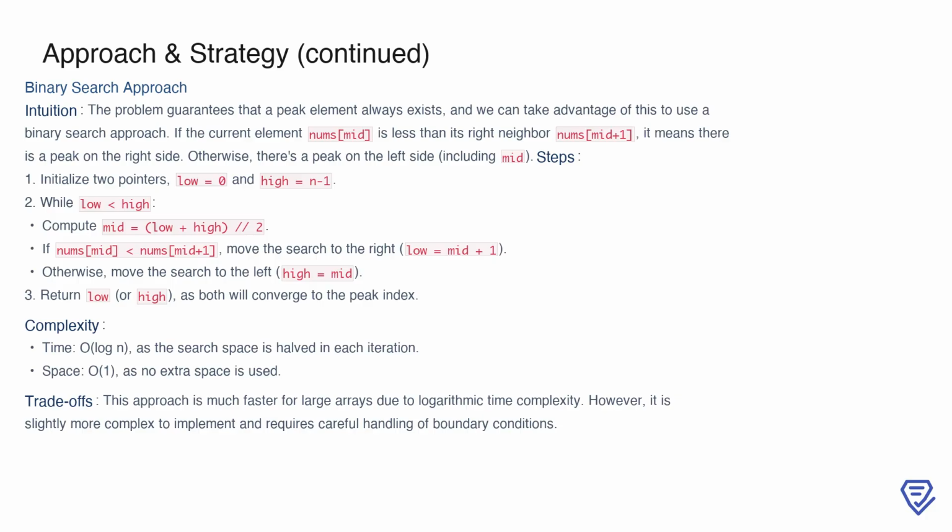Depending on the comparison, we either shift the low pointer to mid + 1 or the high pointer to mid, thereby halving the search space in each iteration. Once the pointers converge, we return their position as the peak index.